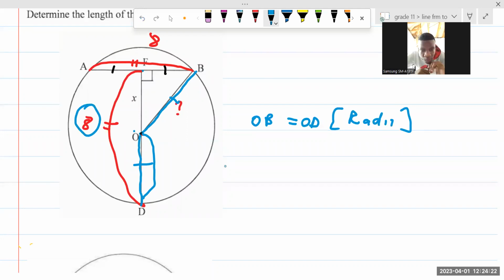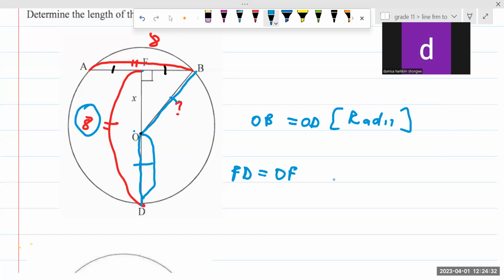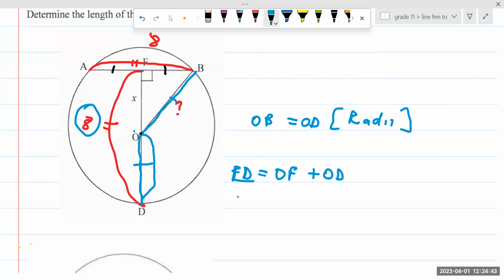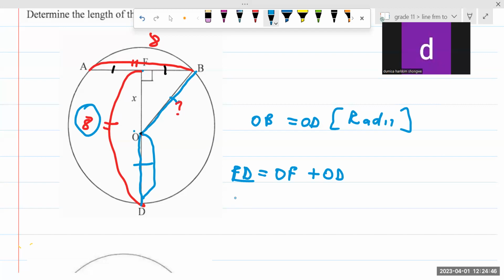Yes. So I will say, okay, if I want to get FD, the simplest way to get FD is to write it as OF plus OD. But I know what FD is. What is FD? Look at FD. FD is 8. So it's 8 here.